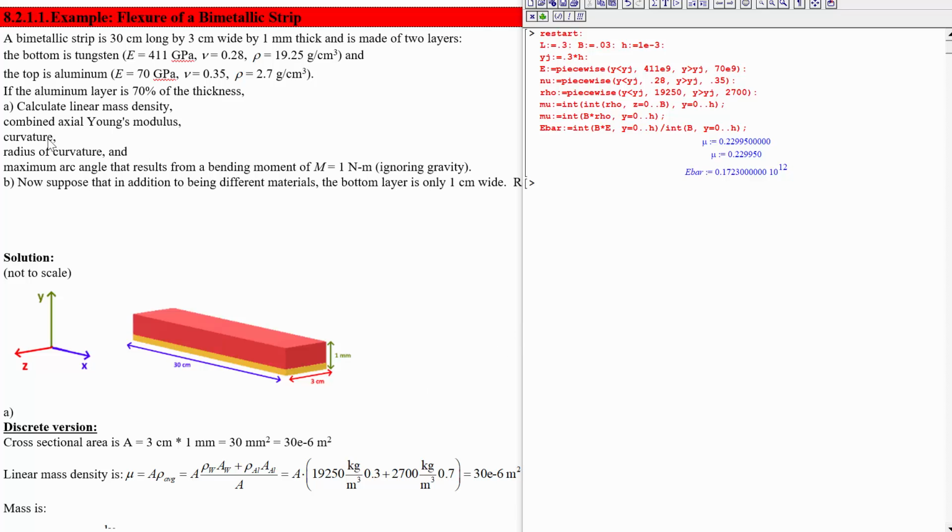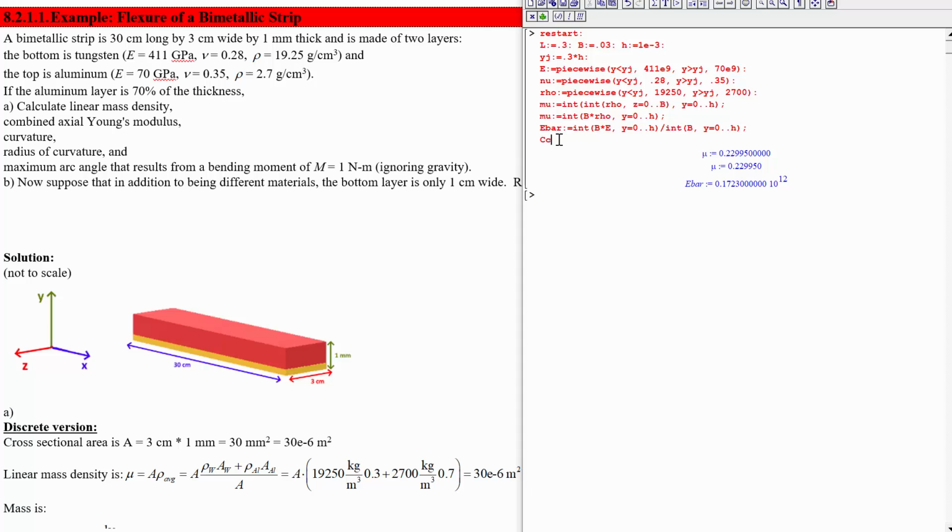Next up, we're going to figure out the curvature, and this is curvature, radius of curvature, and maximum arc angle. It's going to be a fair bit of calculation. And what do we need for this? Well, we need the moment that's applied. The moment is going to produce the most curvature if it is in the direction that leads to the most bending, which is the one whose bending resistance is the weakest, and that's going to be in the thickness direction. Remember, thickness is very important, so if we have a 1 millimeter thickness as opposed to a 3 centimeter thickness, it's going to be much easier to bend in that 1 millimeter thickness direction. So let's figure that out.